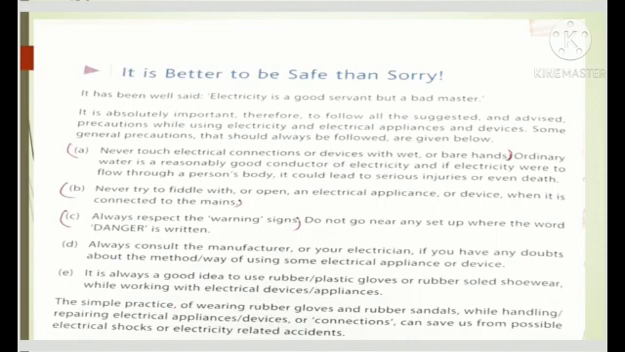wipe off our hands. Second is never try to fiddle with or open an electrical appliance or device when it is connected to the mains.